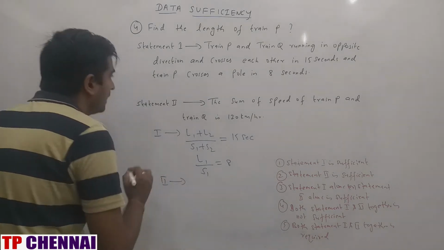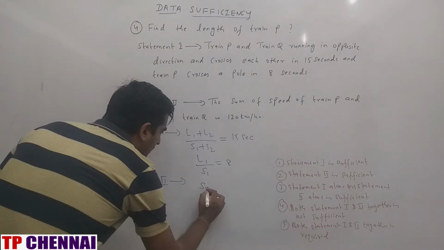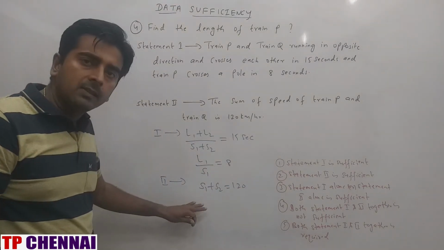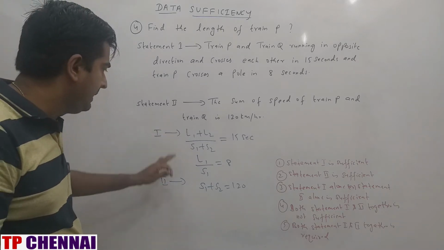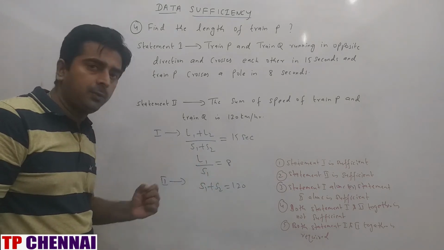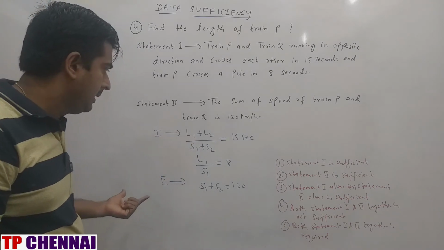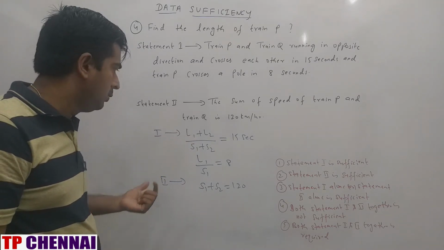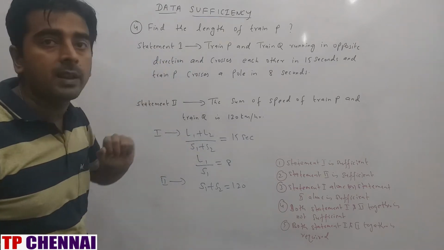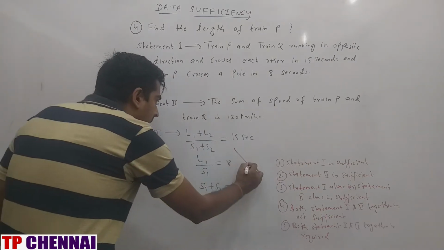Second statement. The sum of the speeds of train P and train Q is 120 km per hour. That means S1 plus S2 is nothing but 120. Can I get the answer from the second statement alone? No. Now I need to combine and check. So when you combine the first and second statements, S1 plus S2 is 120. If you keep that here also, you are not going to get L1 plus L2, right? You are not going to get L1. You will be getting L1 plus L2. But what we are asking is, find the length of train P, which is L1. Even if you combine first and second also, you are not going to get the answer.